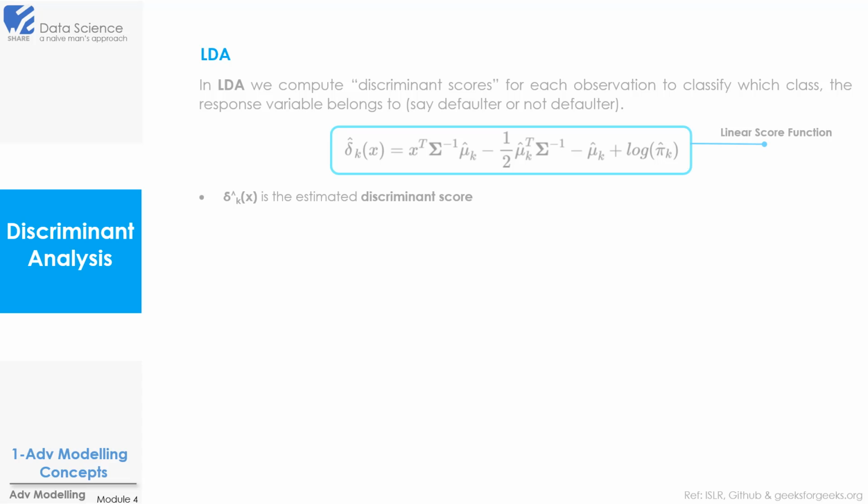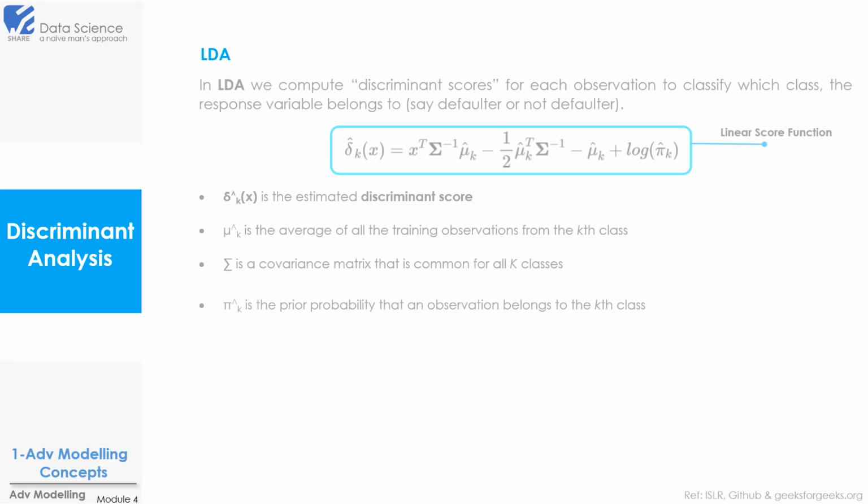Delta x is the estimated discriminant score. Mu is the average of all the training observations from the kth class. Sigma is a covariance matrix that is common for all classes. Pi k is the prior probability that an observation belongs to the kth class.